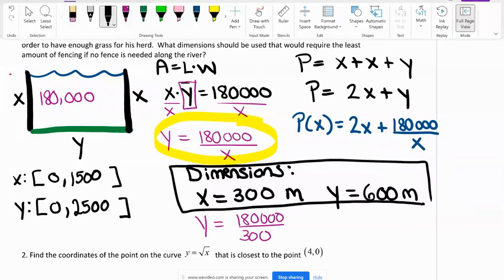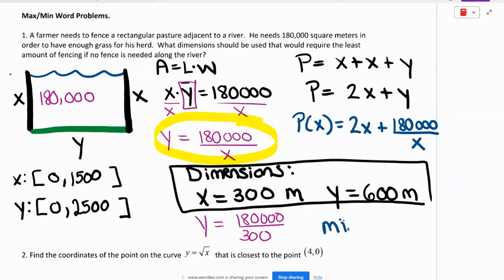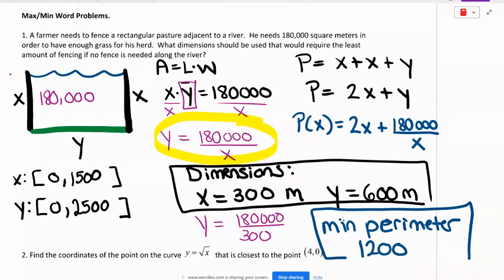Now let's say I didn't ask for this, but let's say I asked what is the minimum perimeter? What did we say that was? 1,200. That's the corresponding y value in your graph.